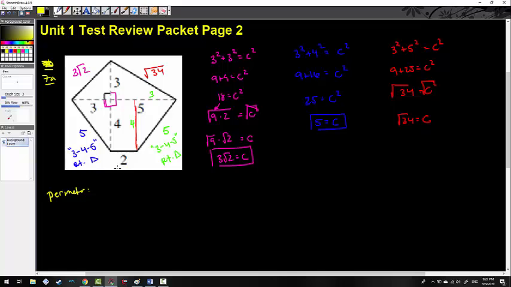So to find the perimeter, it's going to be 3 rad 2 plus rad 34. I'm just going in a clockwise direction, starting from 3 rad 2 plus 5 plus 2 plus 5. Not a lot of simplification can go on here, but these guys can all combine to become 12 plus 3 rad 2 plus rad 34. And that is our perimeter.